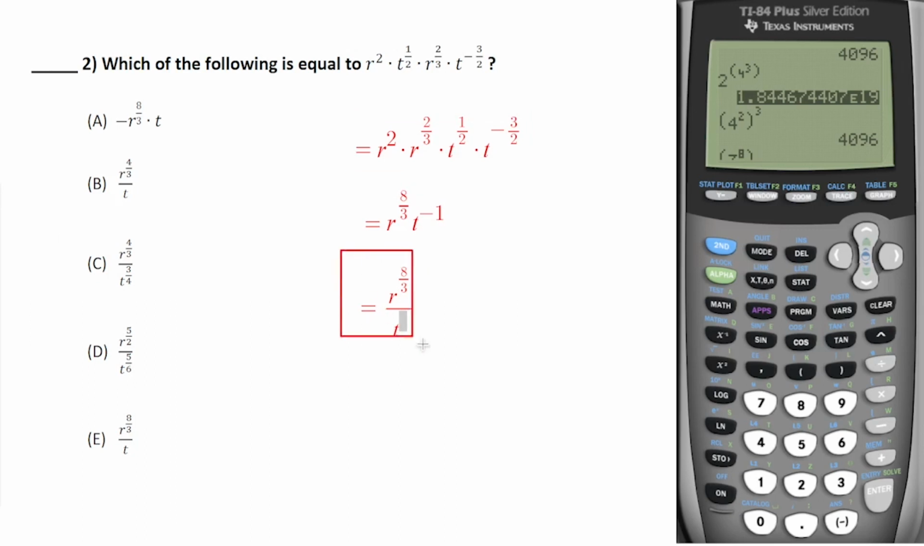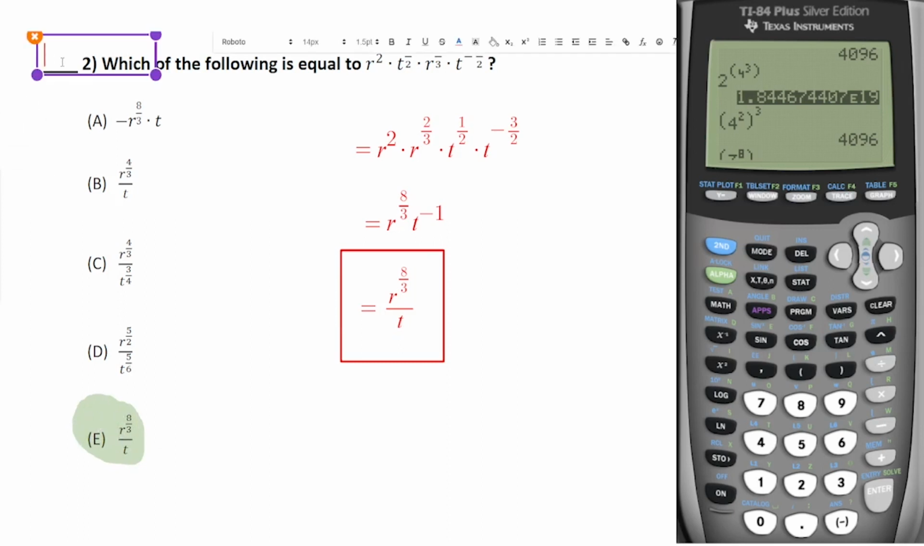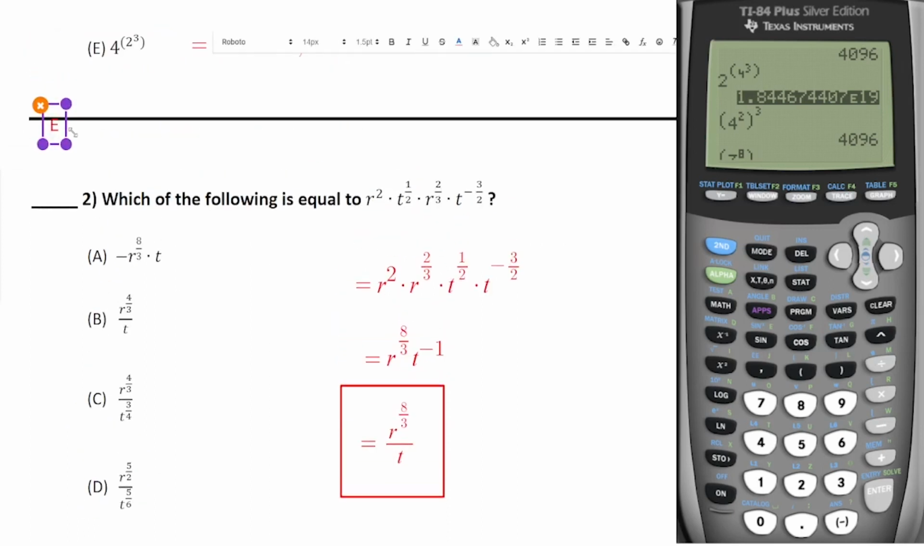So let's look at our answer choices, see if we can find it. I do not. Oh, no, it's E. Okay, I see it. It's right here. So, yeah, we get E. All right, so this one would be E.